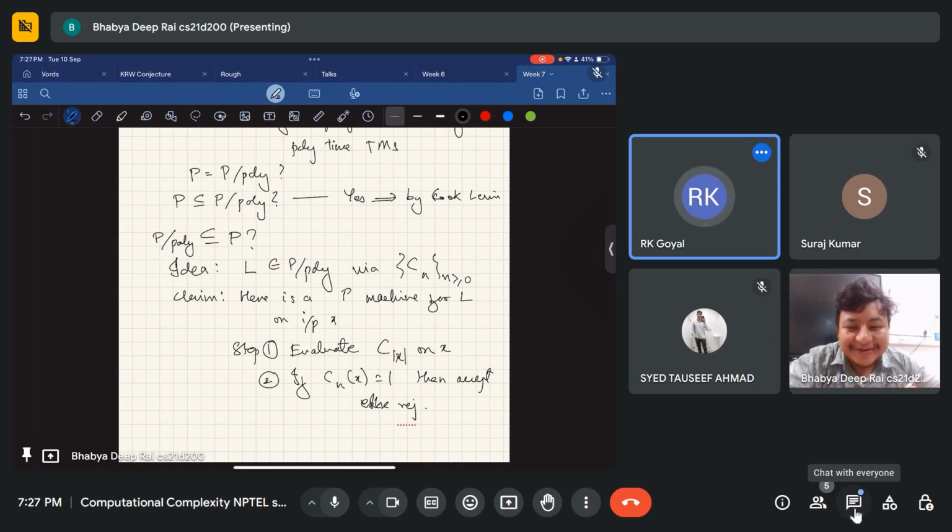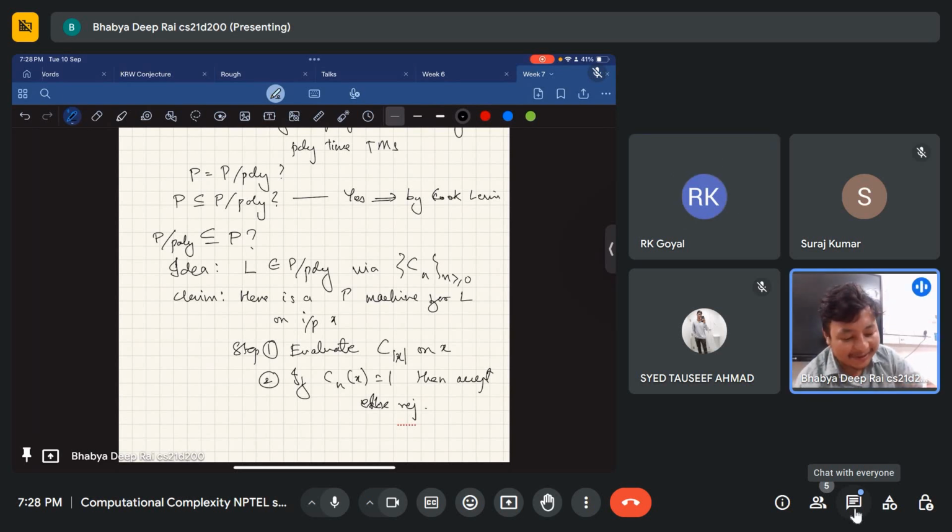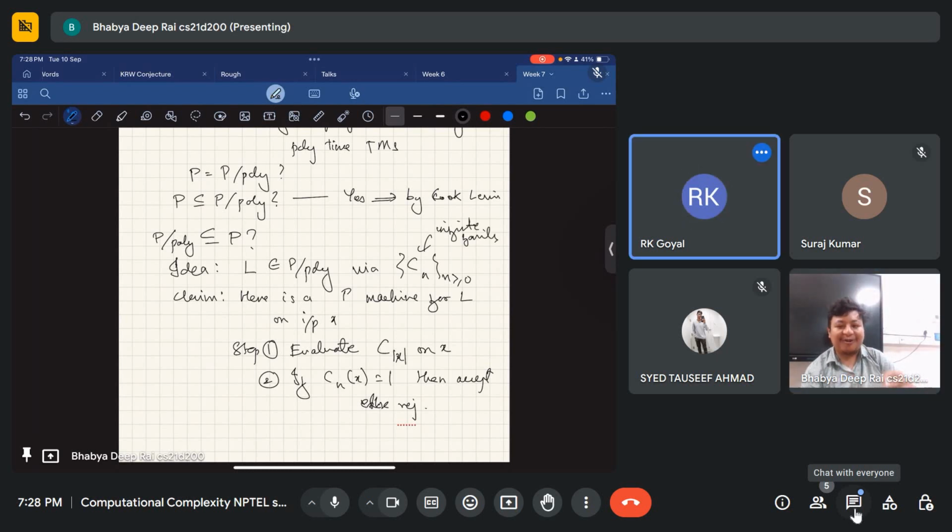So P/poly would have many such circuits Cn, right? Will that create a problem here? Exactly. Cn is an infinite family. How did you suddenly come up with C of n? How did you do that? It's not always possible.